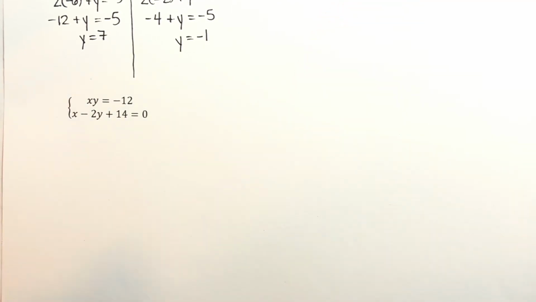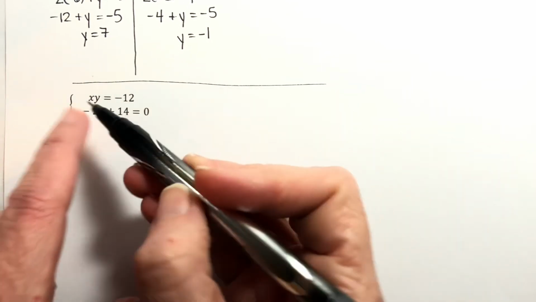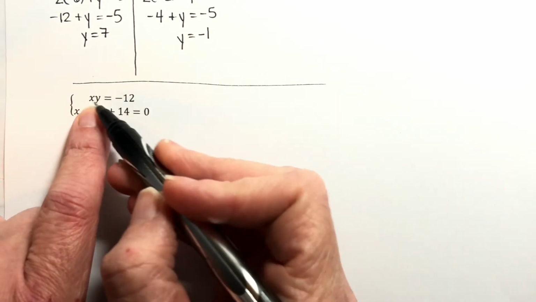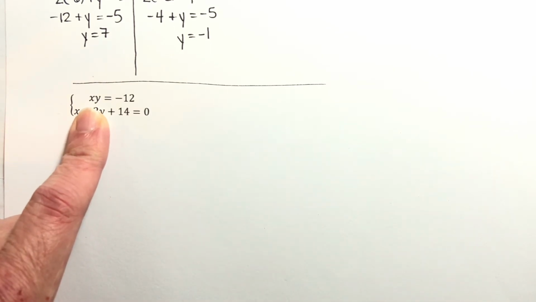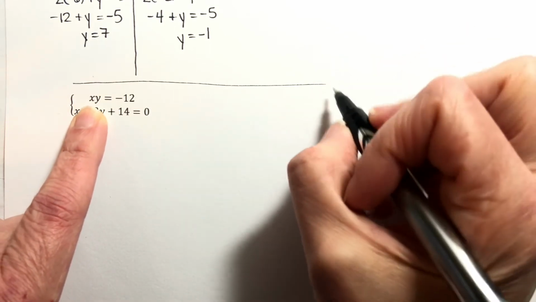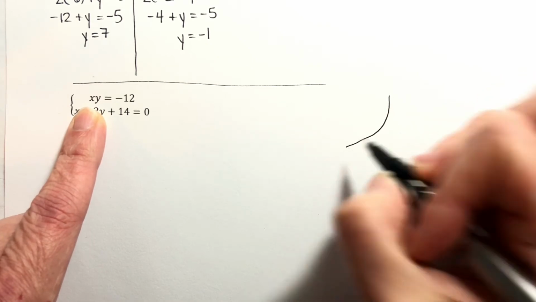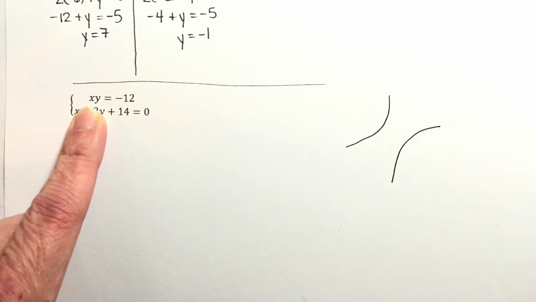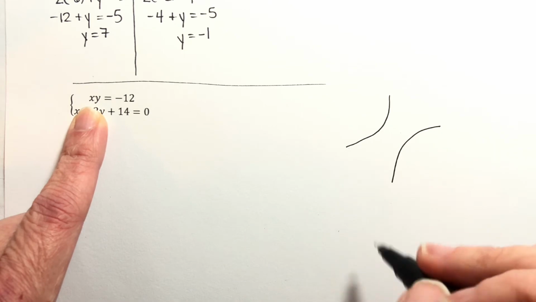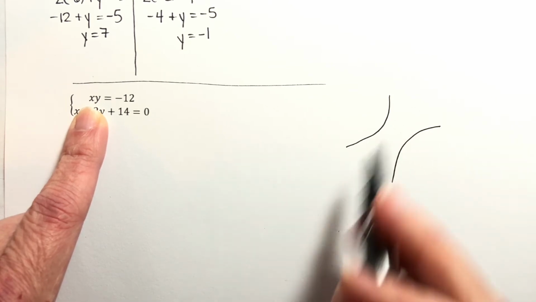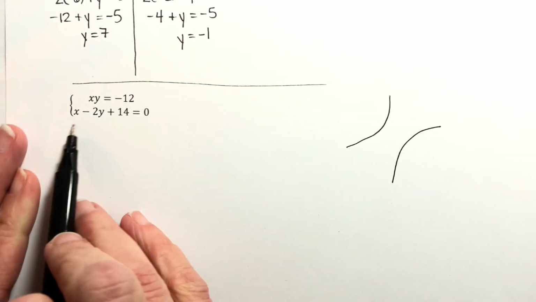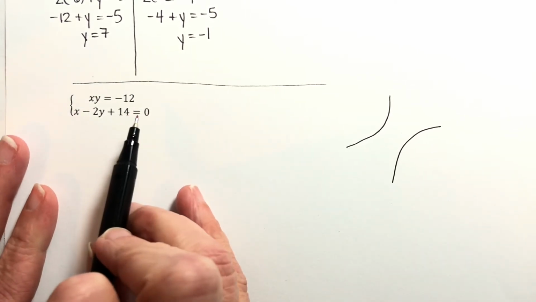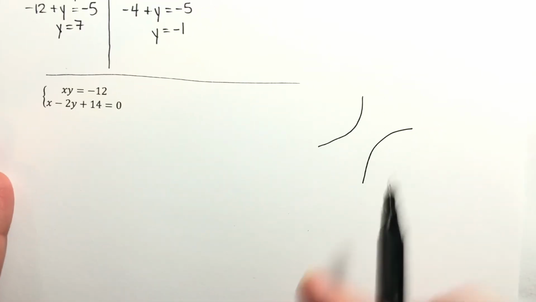What kind of graphs are these? Well, this right here is a rational. If you divide both sides by x, you're going to see that you have a rational equation. And we know that in general, rational equations look something like this. Okay, they have asymptotes, that kind of stuff. I'm just kind of going basic here. Okay, now this is a line written in general form.